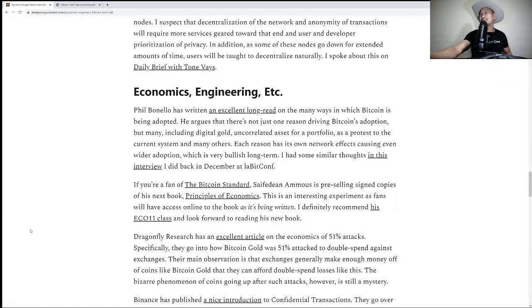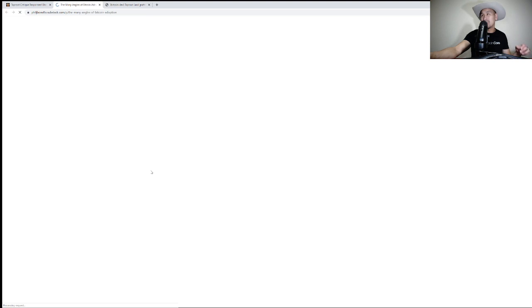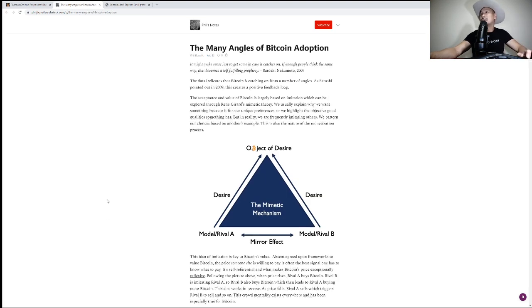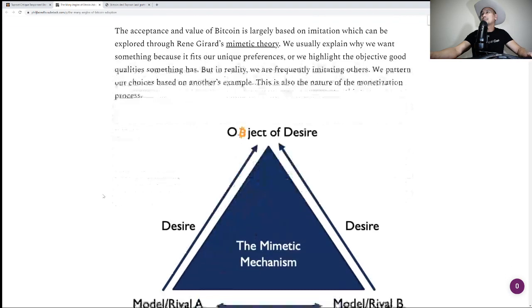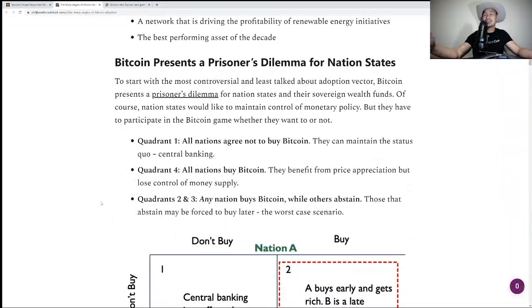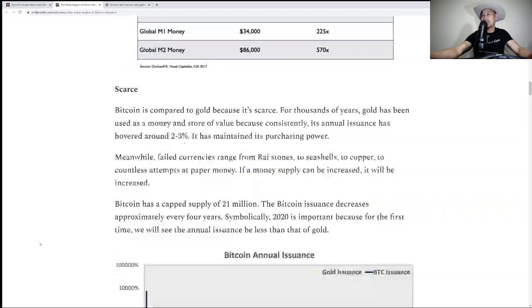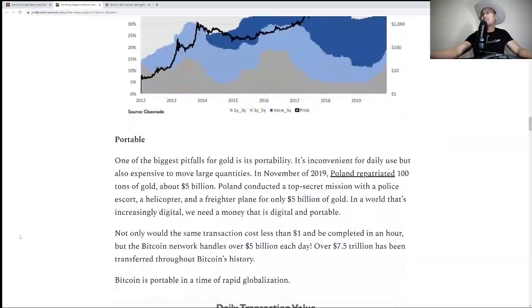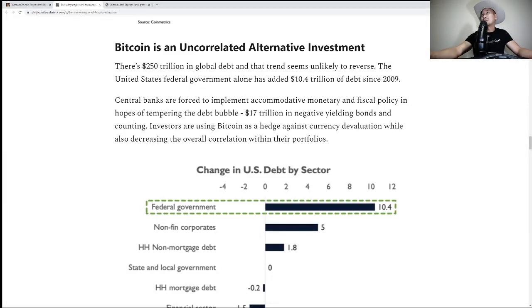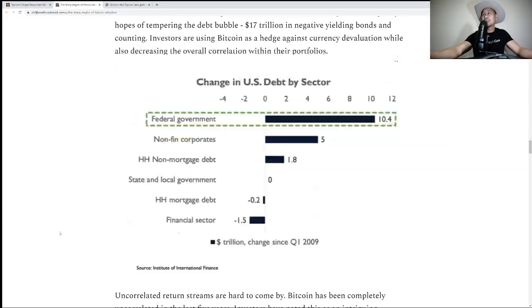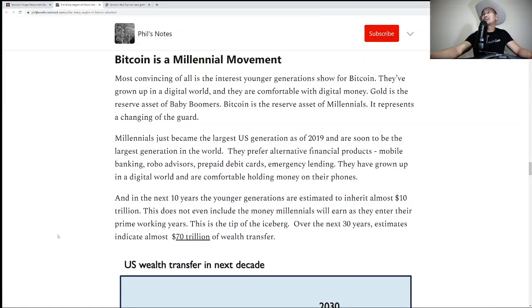All right. Economics, engineering, etc. Phil Bonello, I don't know who he is, but he wrote a really nice long read on the many angles of Bitcoin adoption, and you can just look at the headlines and get an idea. Bitcoin presents a prisoner's dilemma for nation states, which is absolutely true. The central bank that first adopts it is going to get way more value. Bitcoin is digital gold. That's what a lot of people use it for. Bitcoin is an uncorrelated alternative investment. This is for portfolio theory. Bitcoin is a millennial movement.